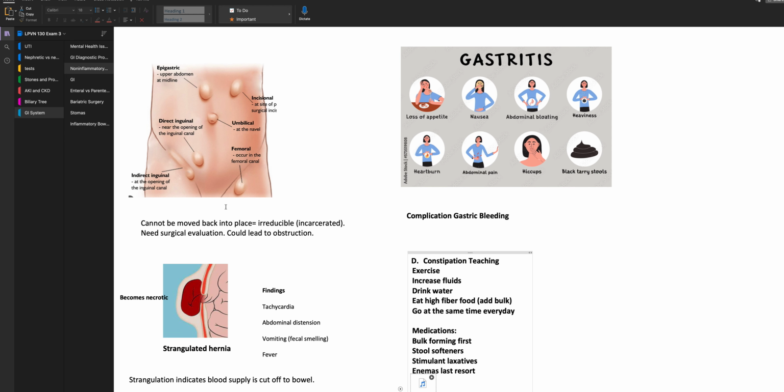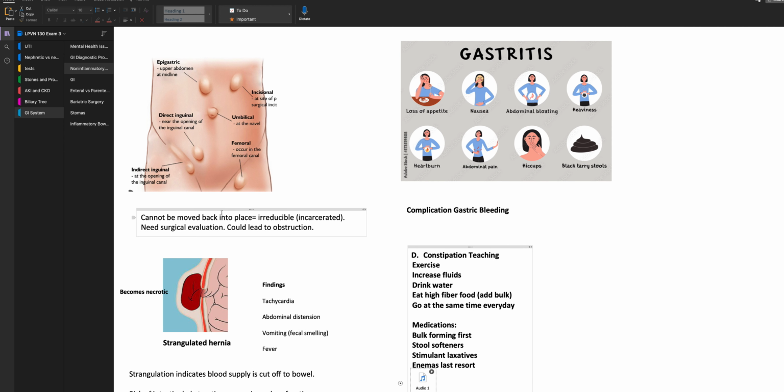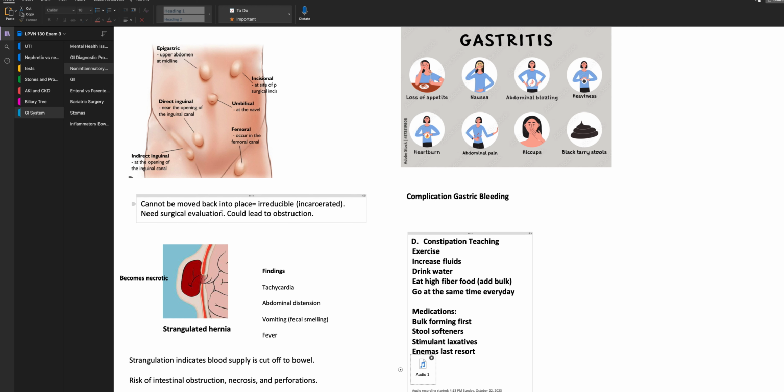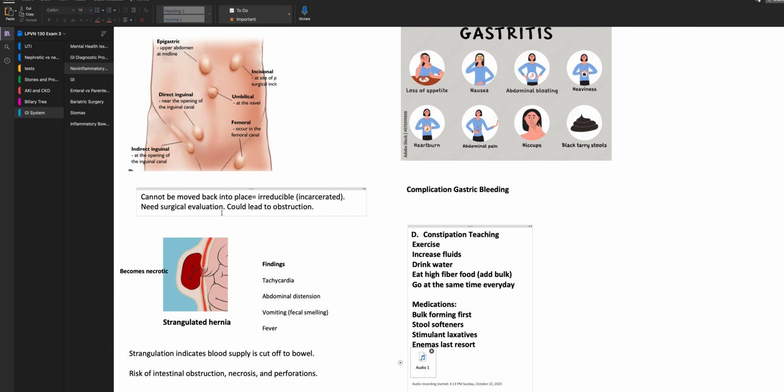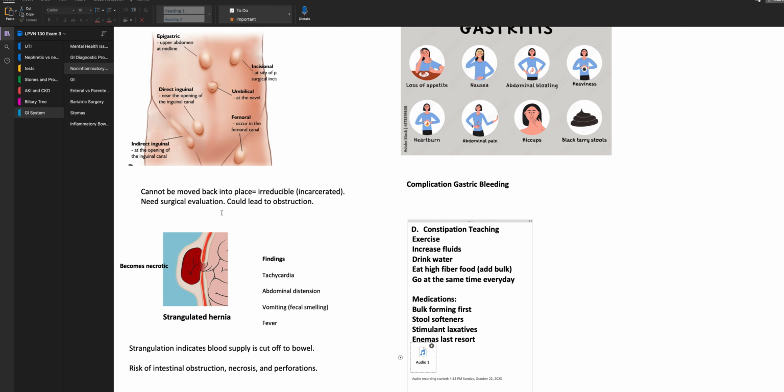Now, another type of hernia that is dangerous is a strangulated hernia, and this is when blood gets cut off to the bowel. All right, so it's going to become necrotic, and they could also have intestinal obstruction and perforations. So your findings, if somebody does have an intestinal obstruction, due to either a strangulated or incarcerated hernia, your patient will be tachycardic. They'll have abdominal distension. Their vomit is going to smell like fecal matter, and they'll have a fever.